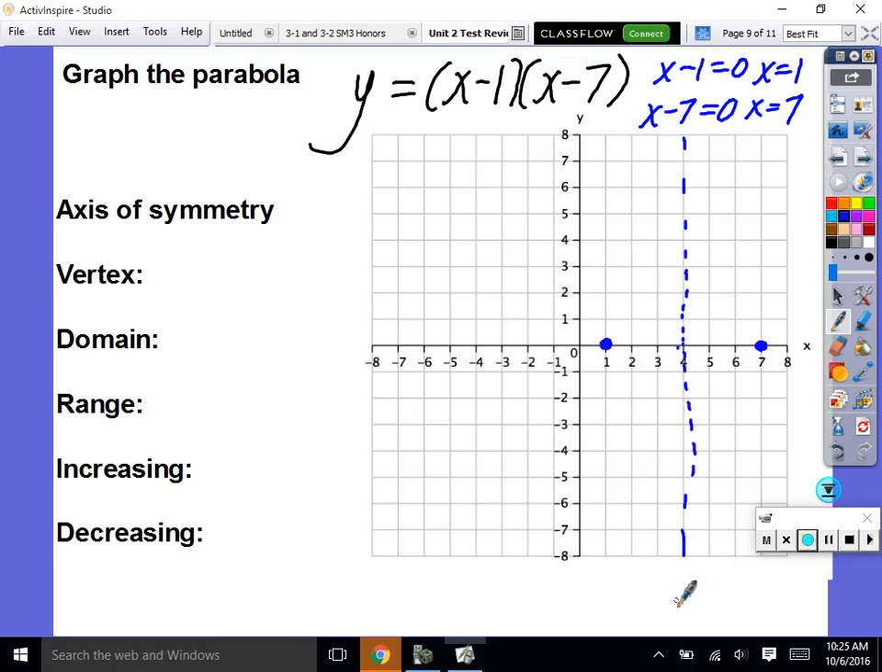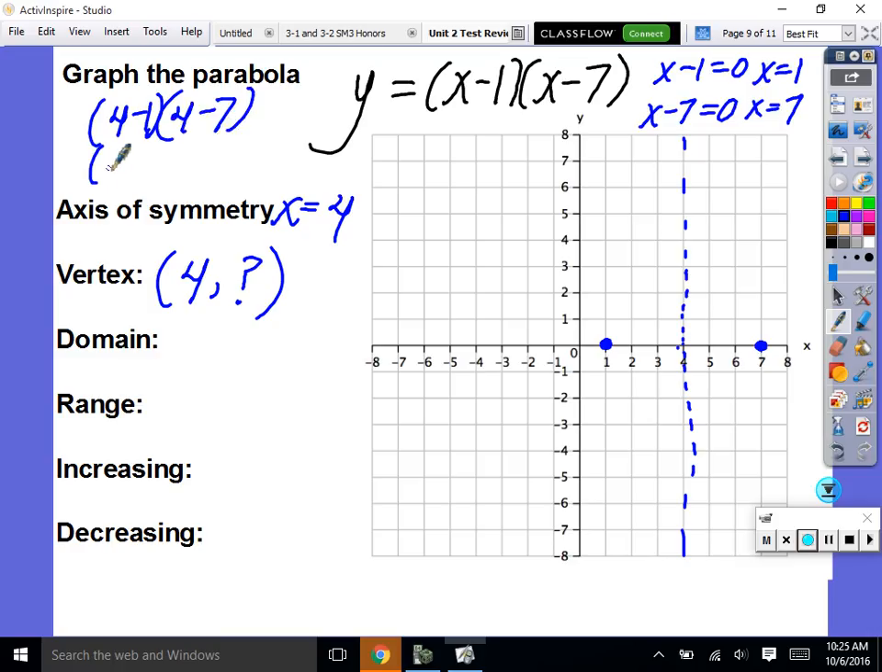Yeah? So our axis of symmetry is that x is equal to 4, correct? Is everybody good? So now our vertex is at 4 comma something. So when we plug in 4 up here into our function, just like we did before, that's 4 minus 1 times 4 minus 7, guys. So that's going to be 3 times negative 3, right? Which is negative 9. So it's not going to be 4 question mark, it's 4 negative 9.